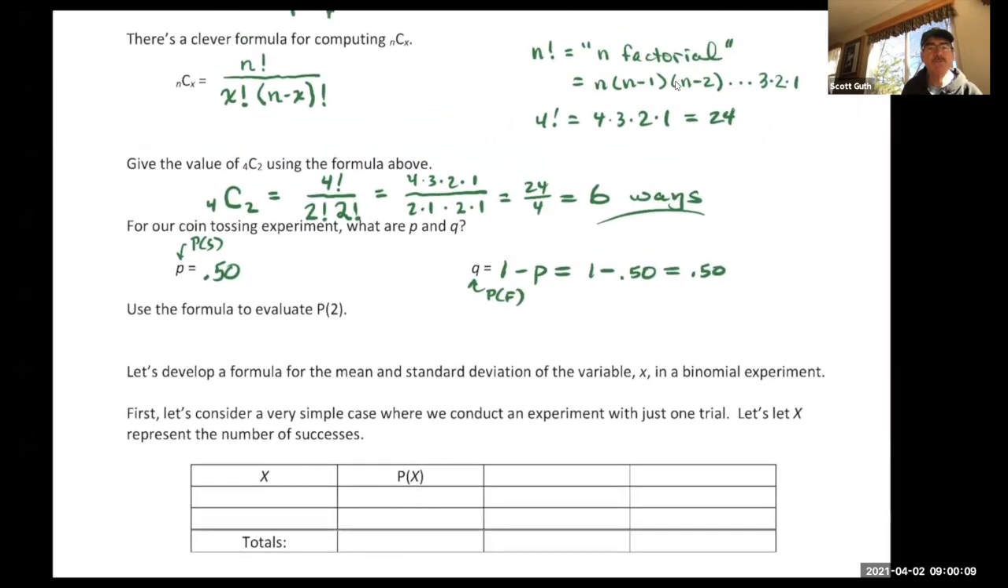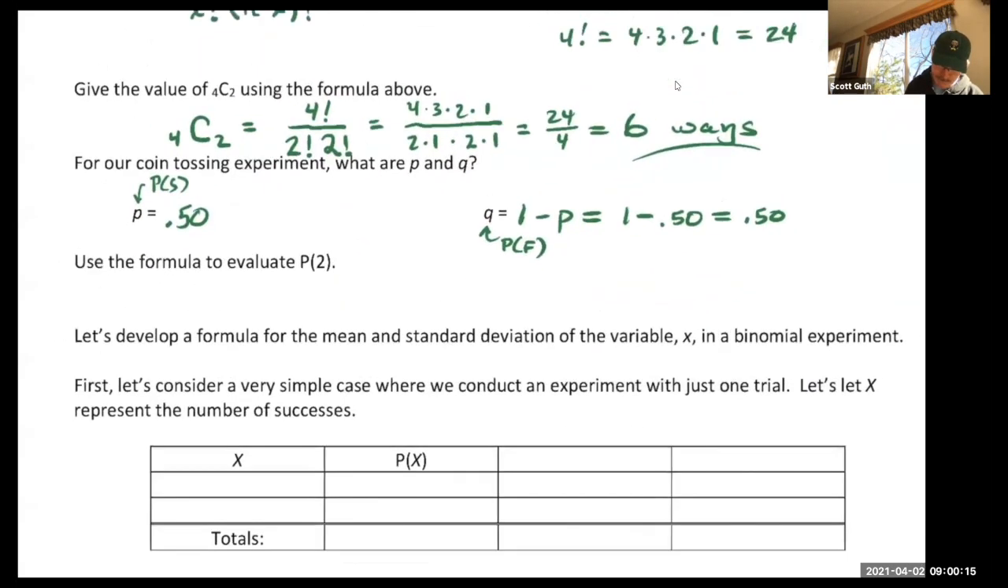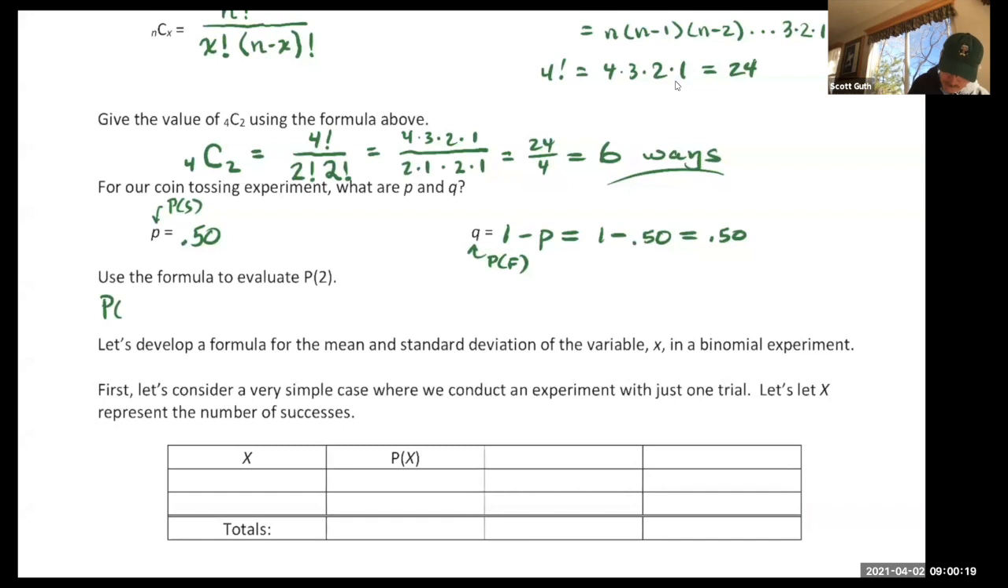Now, it says use the formula to evaluate P of 2. So I'm going to copy the formula down from up above. And I'm going to write maybe small P of 2. That's the probability X equals 2. So I'll go ahead and write it like that. Okay, so the formula is N choose X, P to the X, Q to the N minus X. And as a reminder, N is the number of trials. We were tossing 4 coins, so N is 4. We did it many times, but each time there were 4 trials by dropping 4 coins. That's what I meant to say.